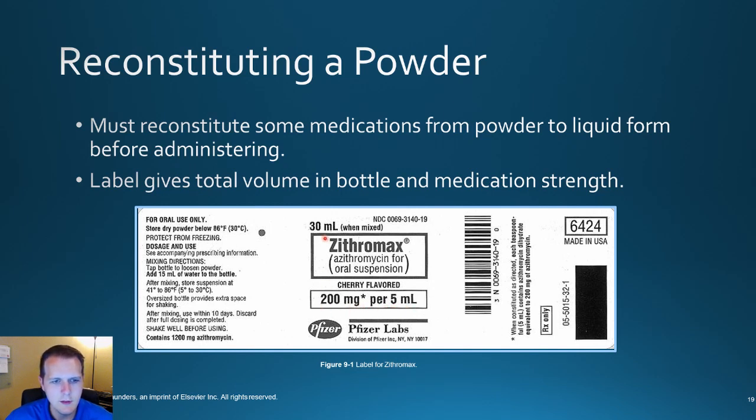If you notice here, it's a 30 ml bottle and it contains 1200 milligrams of azithromycin in total, which actually makes sense because if you took 200 milligrams per 5 mLs and figure out how many 5 ml increments you have here, 30 divided by 5 is 6. 200 milligrams times 6 portions equals 1200 milligrams. And so that makes sense that the total amount in the bottle is 1200 milligrams.